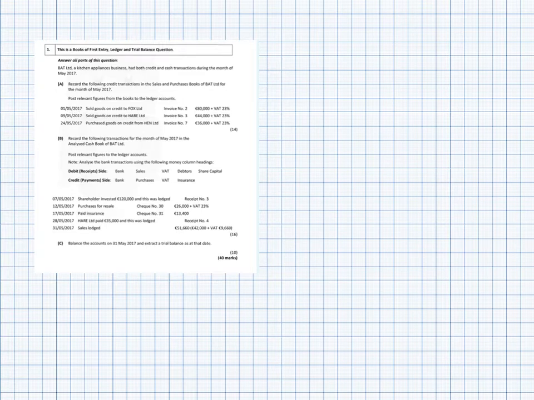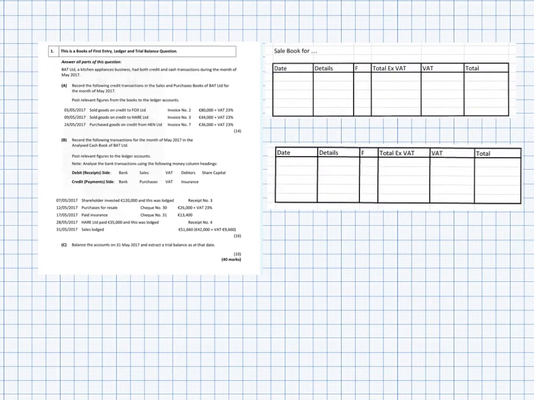Sales and purchase books are just books of first entry, so that's straightforward enough. It's just taking the information and putting it into a sales book format. Here we have a sales book for BAT Limited for the month of May 2017, and this one is a purchases book for BAT Limited for the month of May 2017. We have to make sure to put our two headings in, because that's marks dropped if we leave out our headings.